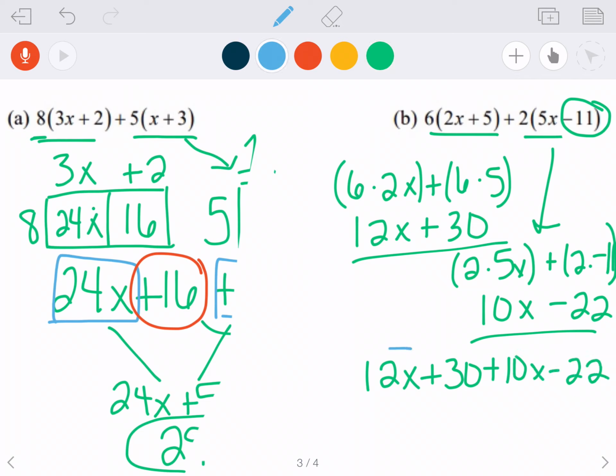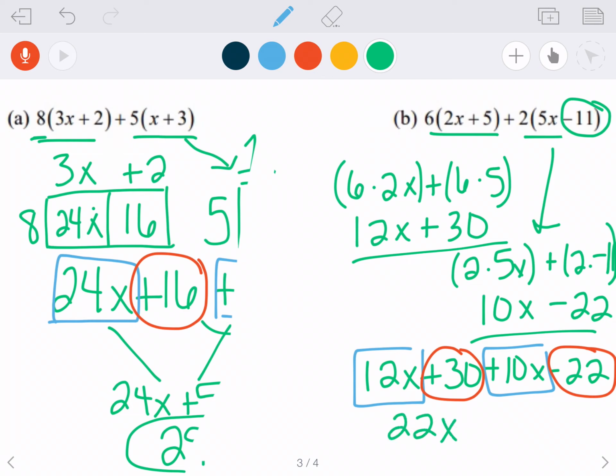Again, we're going to combine like terms. 12x plus 10x plus 30 minus 22. Don't forget to include the sign in front of it. 12x plus 10x gives me 22x. And then 30 minus 22 gives us positive 8. So our new expression is 22x plus 8.